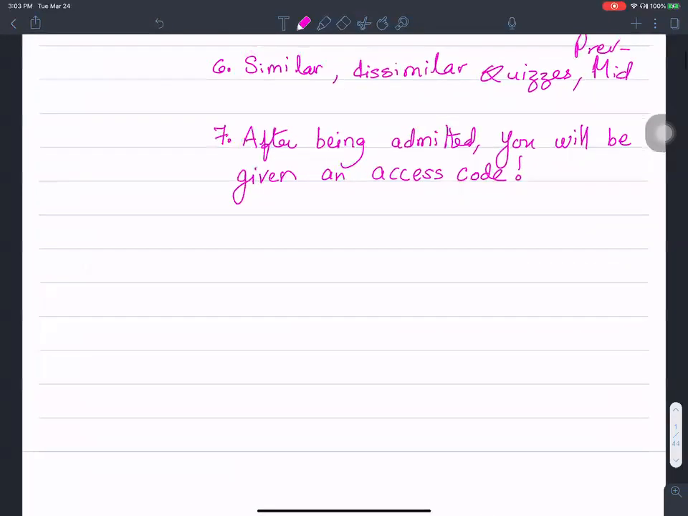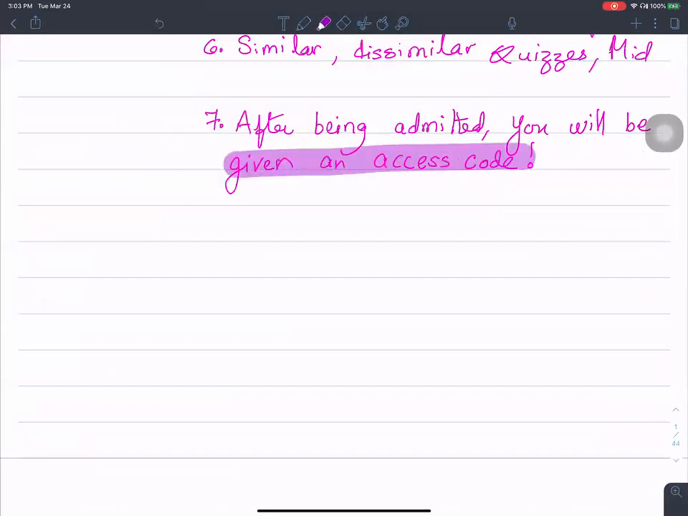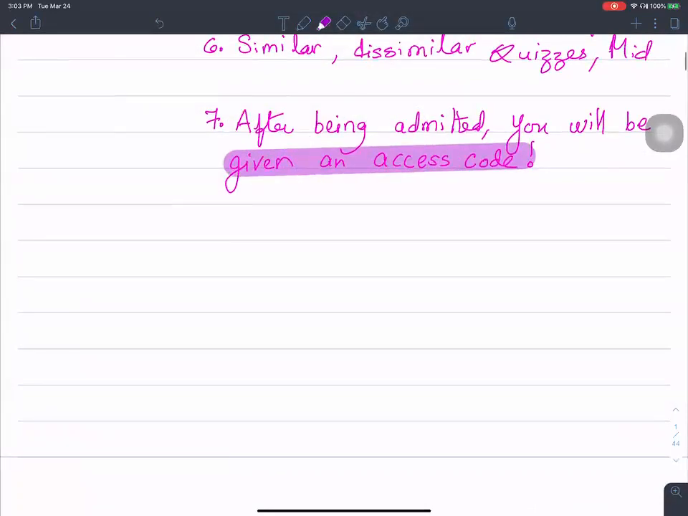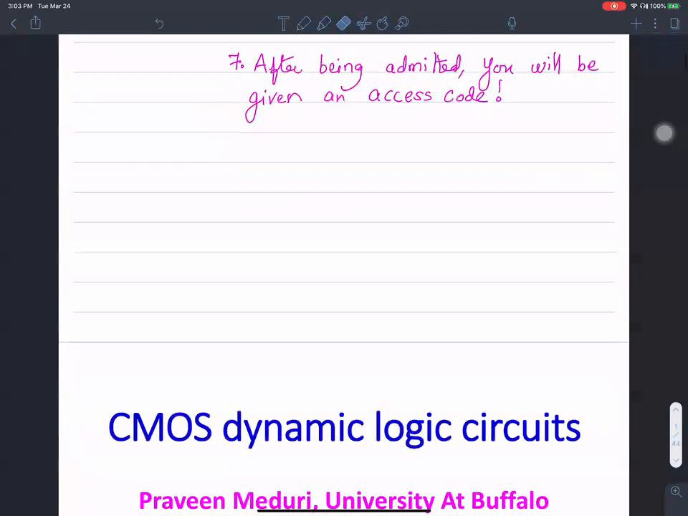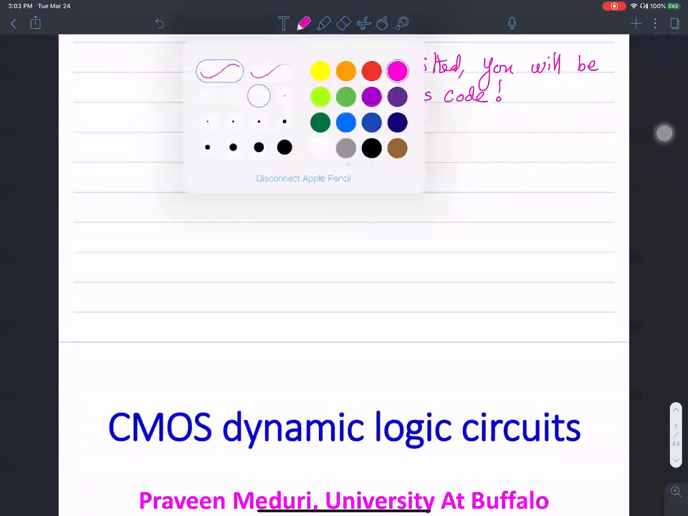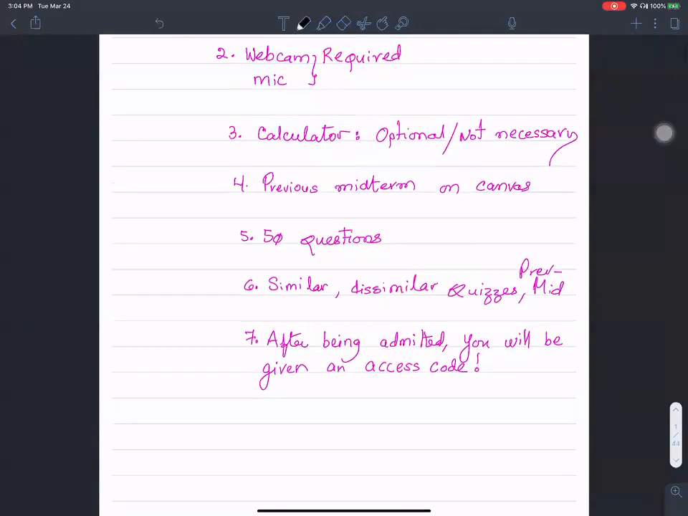Once you are admitted into the meeting, after verifying that your microphone and webcam are functional, your access code will be given to you in the Zoom meeting. Once you have your access code, you should be able to begin your exam. Okay, so that's the idea. Any questions, comments, concerns?